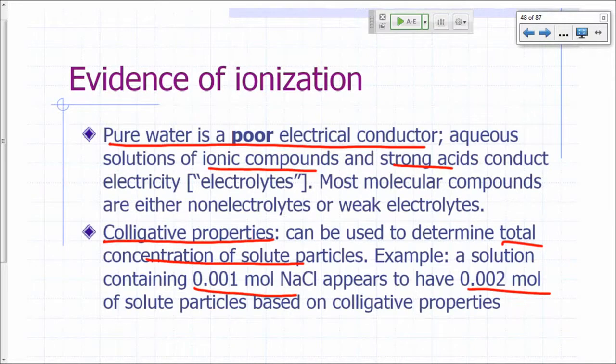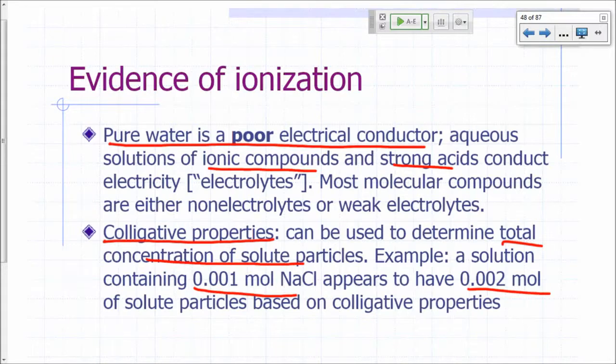So if you only put in 0.001 moles of sodium chloride, but your experiment tells you it seems to have 0.002, what does that tell you? That's evidence that each one of those split up into two. So each pair of sodium chloride gave you two particles in solution.